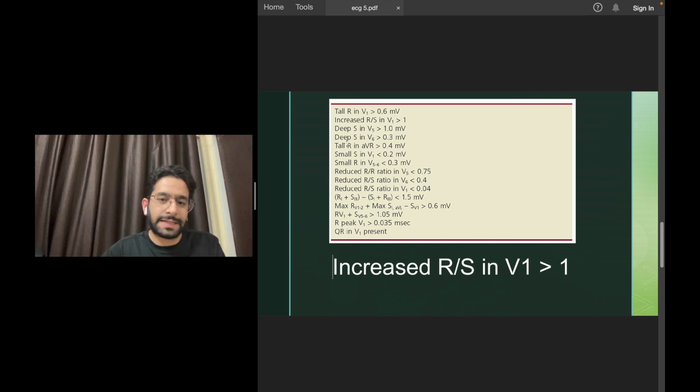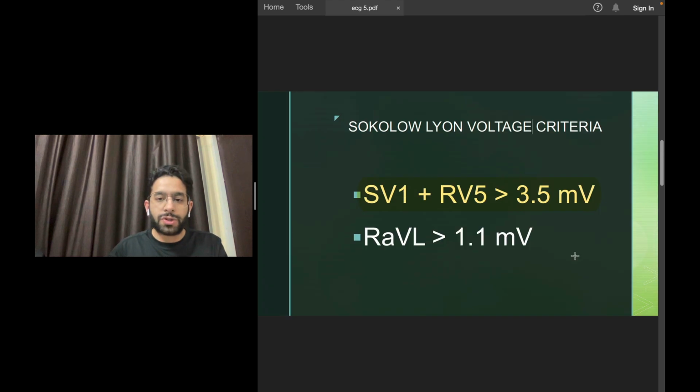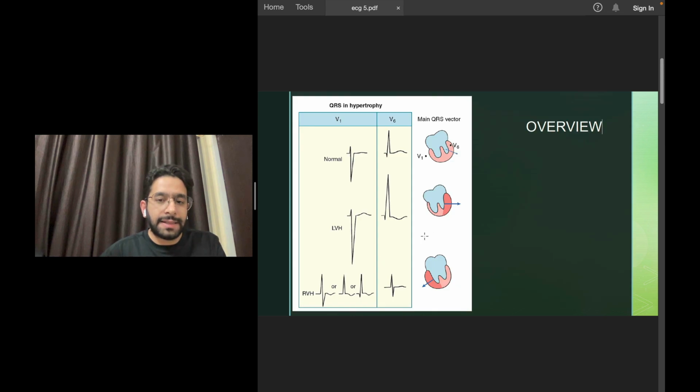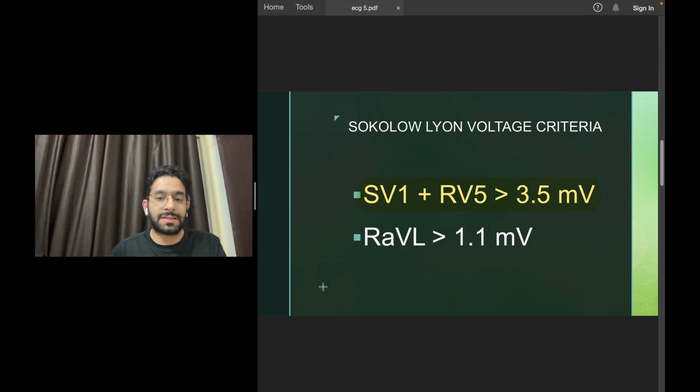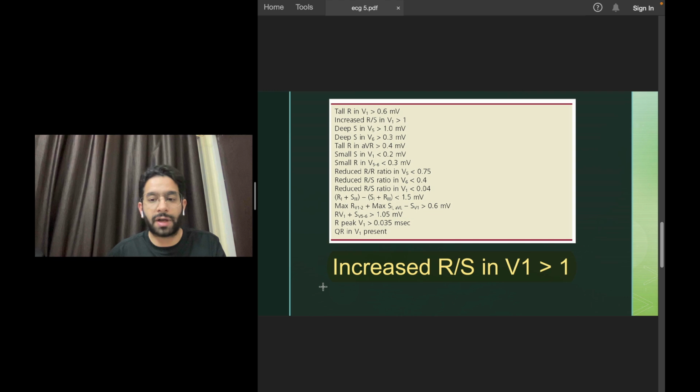There are so many different criteria for right ventricular hypertrophy, but the only one that I want you to know is this R by S more than 1 in lead V1. I've told you that in a normal situation, if you remember, in lead V1, R is smaller than the S. You have a smaller positive R, but a deep negative S. So R by S will be less than 1 in a normal situation. In a situation of RVH, your R by S is more than 1. This is the definition of right ventricular hypertrophy.